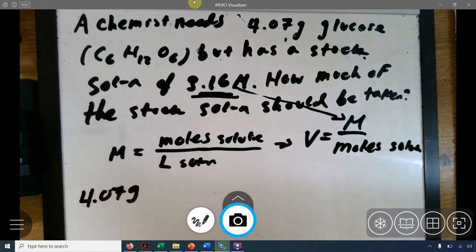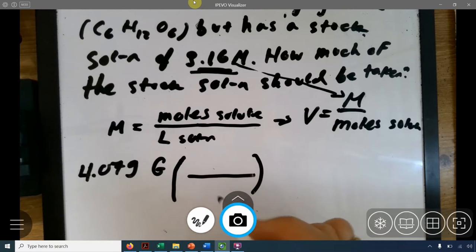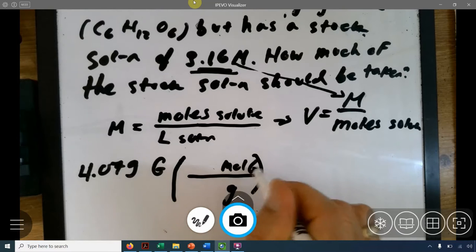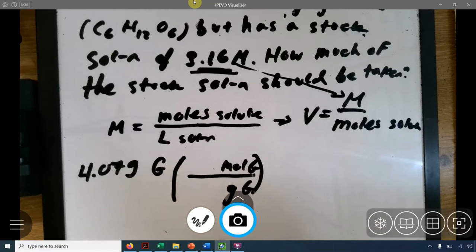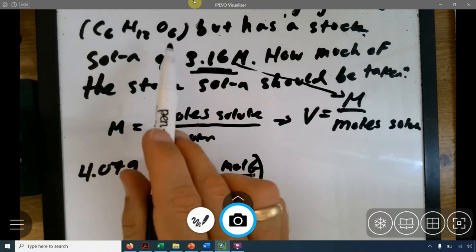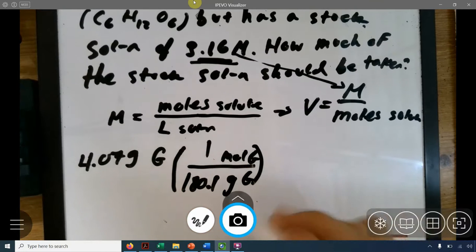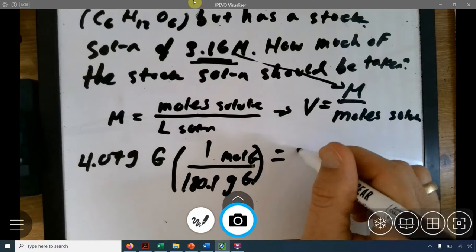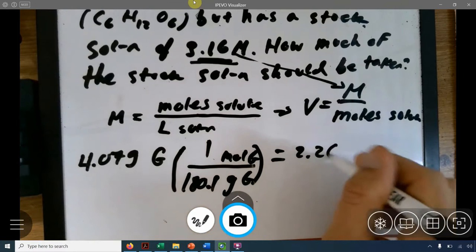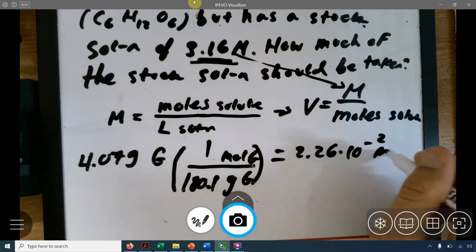4.07 grams of glucose, which is C6H12O6. So I'm going to call it glucose, big G. I'm going to use the periodic table to figure out my dimensional analysis factor here, which is grams per mole. I'm trying to get rid of grams and into moles of glucose. If you go look at the periodic table, C is 12, H is 1, O is 16. You add that all up, and it's 180.1 grams per 1 mole of glucose. You put that in, and you get 2.26 times 10 to the minus 2 moles.